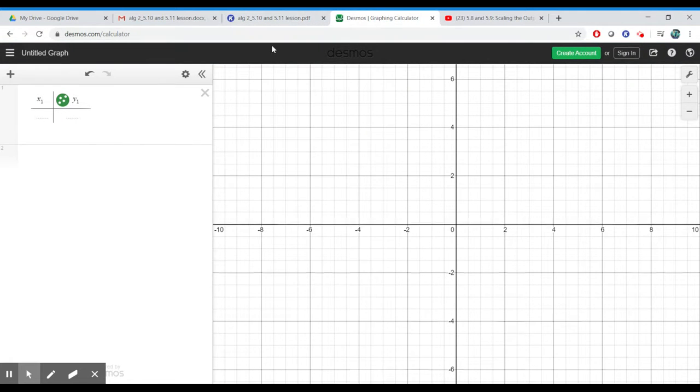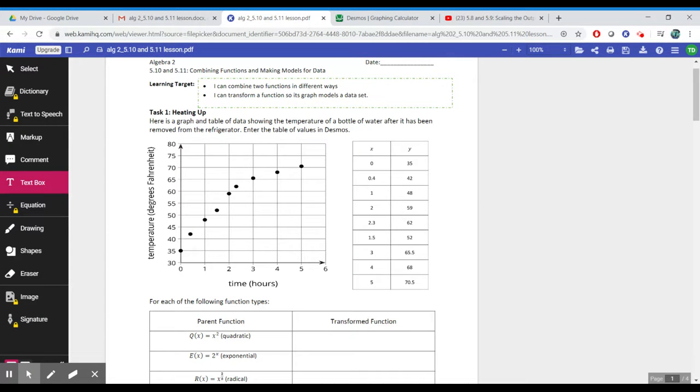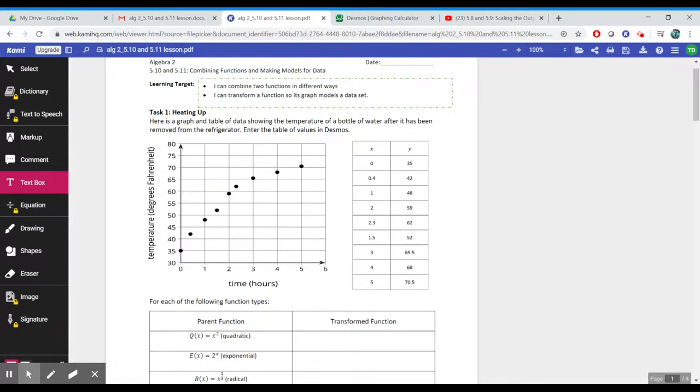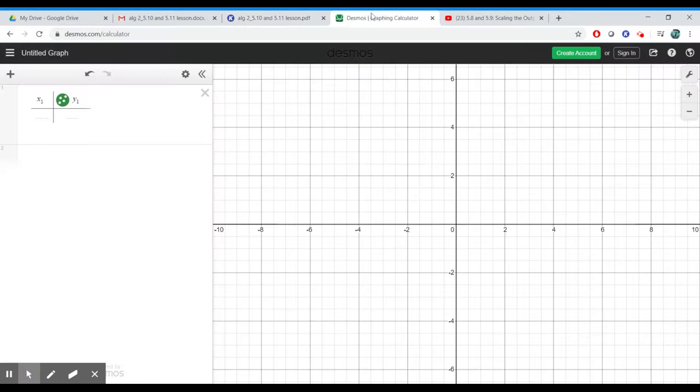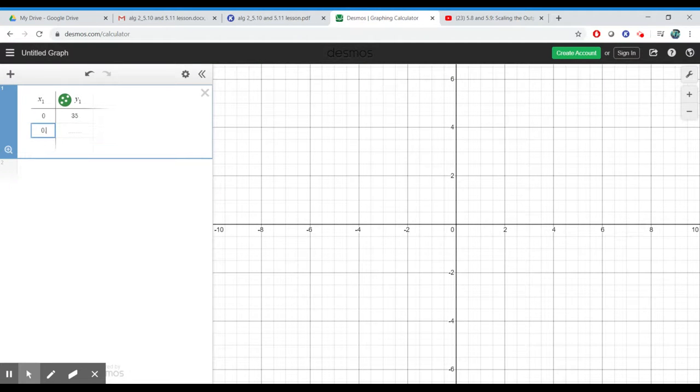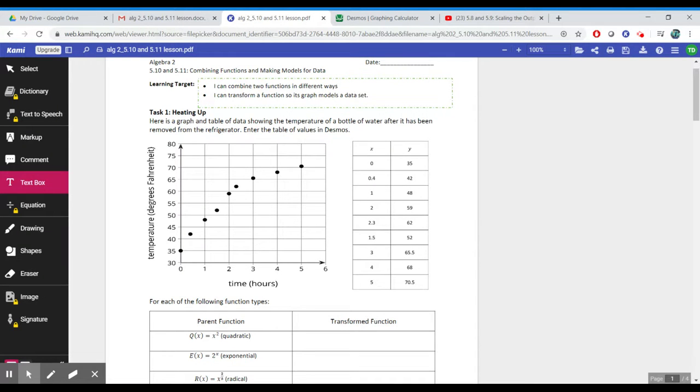I'm going to go ahead and tab over into Desmos and start entering values. In case you don't know how to get to the table entry part in Desmos, I just clicked plus here and then went down to table. Once you do that, it'll open up a table for you to start typing your values into. So our first x value is 0, our y value is 35, so I'm just going to go ahead and type that in. Our next x value is 0.4, and the y value is 42. I'm just going to continue typing in these values until I get this entire table entered in here.